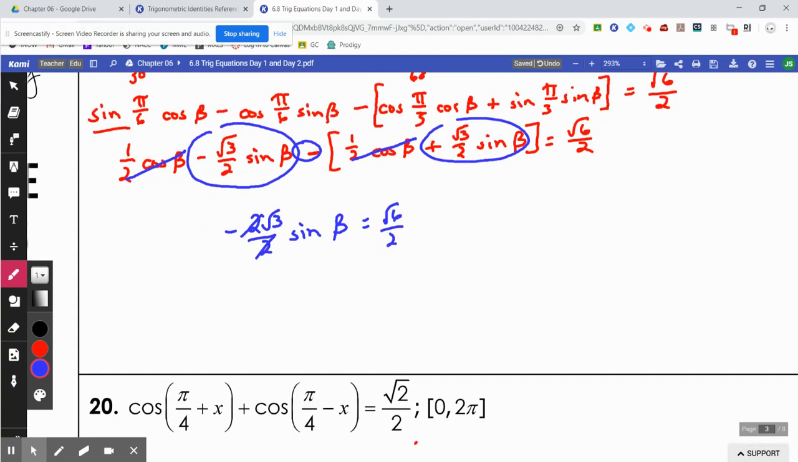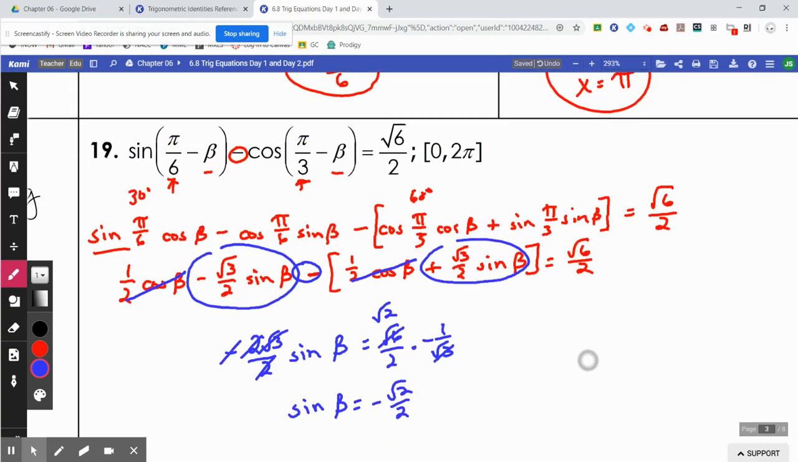Let's multiply to get rid of this negative root 3. Let's multiply the other side by the reciprocal, which would be negative 1 over root 3. And that's now going to be gone. And that leaves you with the sine of beta is equal to root 6, and root 3 cancels and leaves you with root 2. So it'd be a negative root 2 over 2.